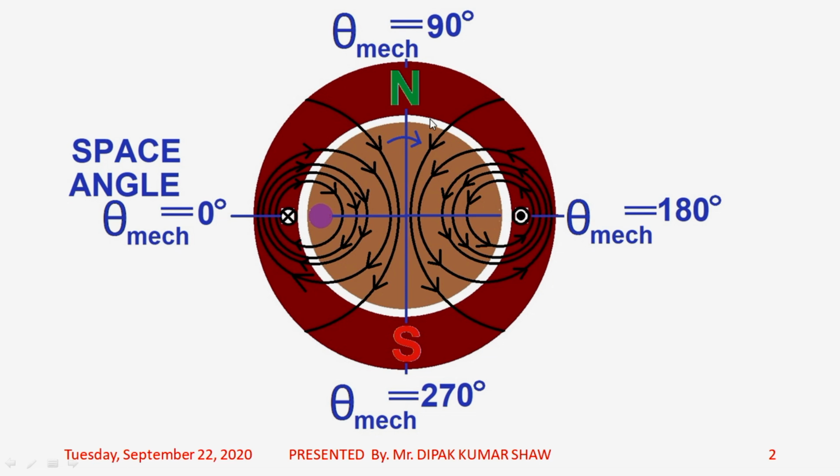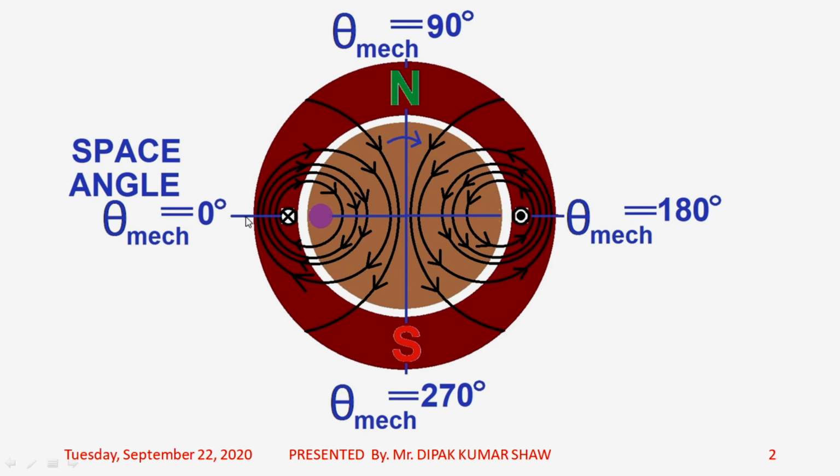So let's say that this particular axis which is fixed on the stator core, it is passing through that coil side which is carrying the cross current. So over here we define theta to be 0 degree. That means what?